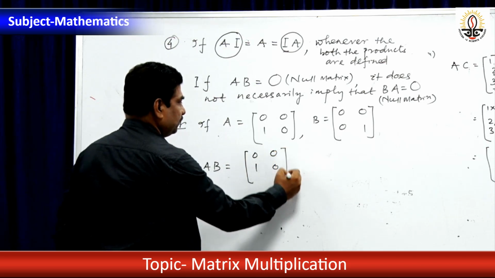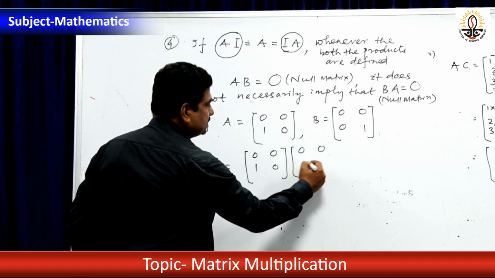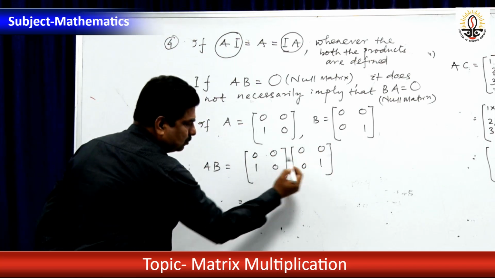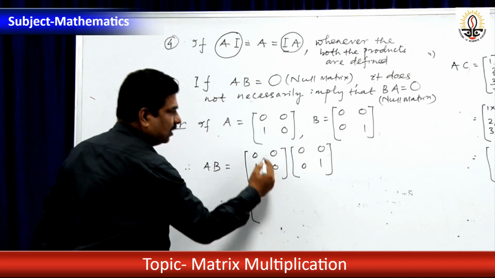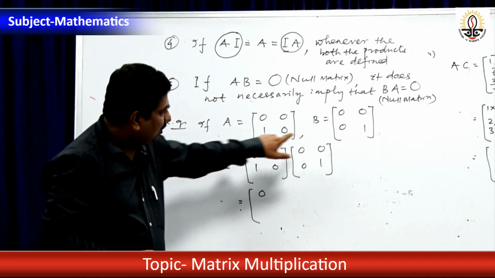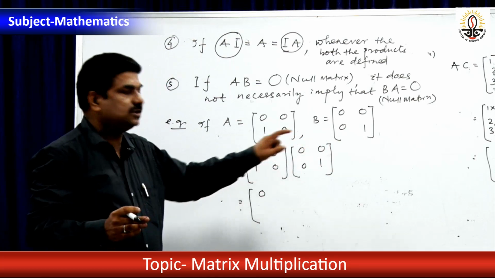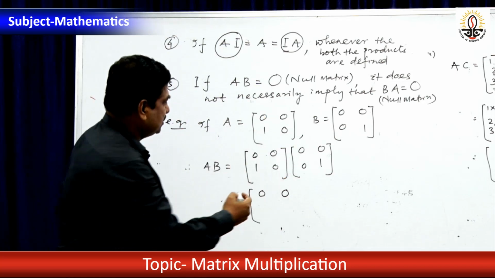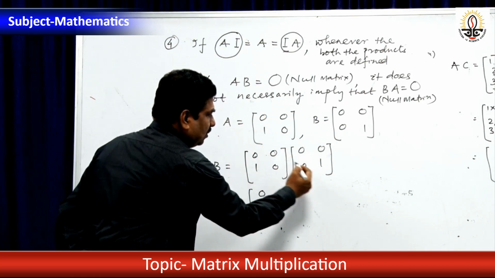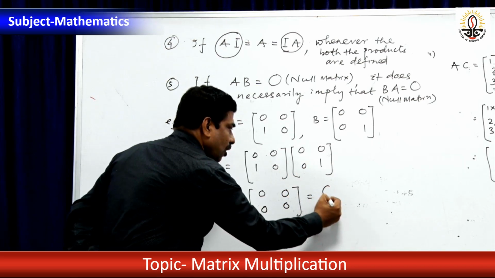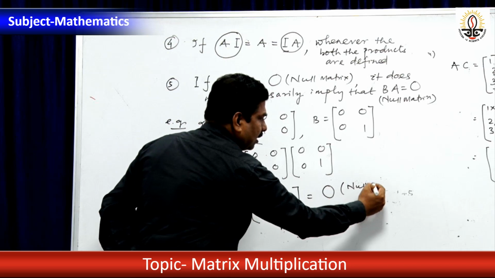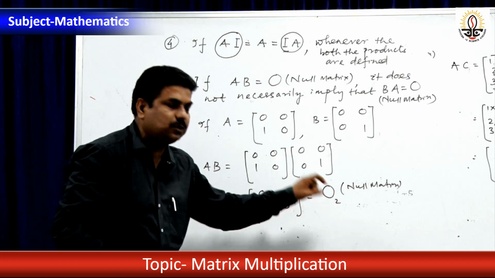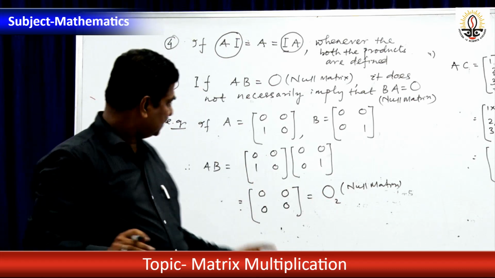Here you see AB: [0 0; 1 0] into [0 0; 0 1]. Multiplying, 0 into 0 plus 0 into 0, directly we can write this as 0. In the second case again 0 into 0 is 0 plus 0 into 1 is 0. 1 into 0 is 0 plus 0 into 0 is 0. 1 into 0, 0 plus 0 into 1, 0. So this is a null matrix of order 2, which can be represented in the form of O2 or O 2 by 2.